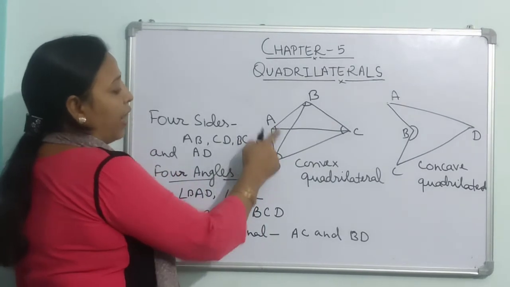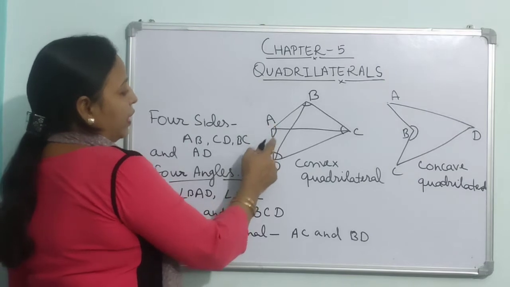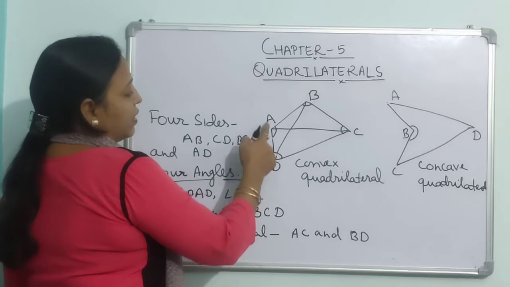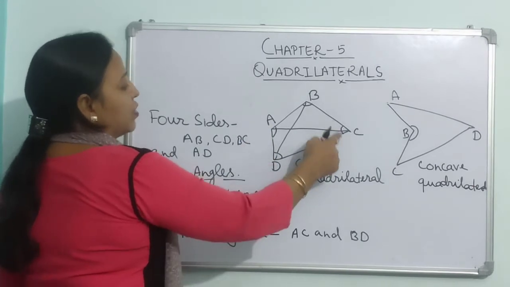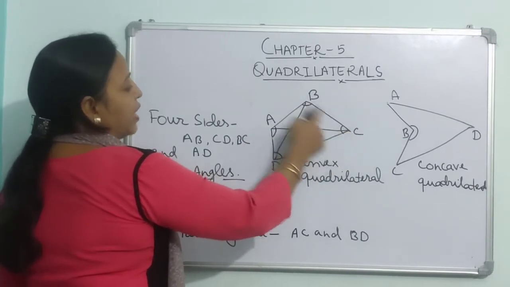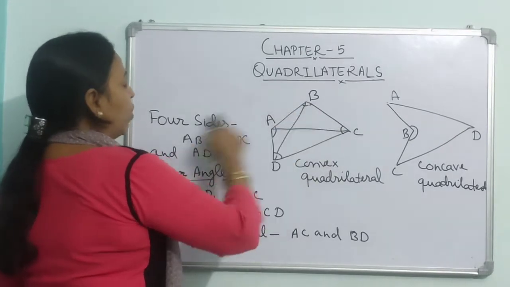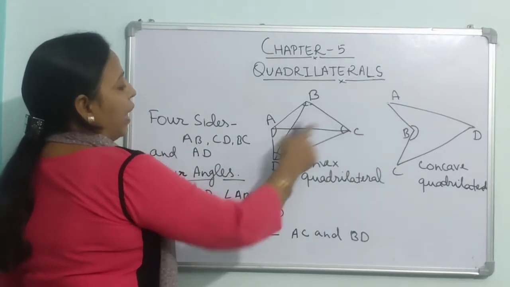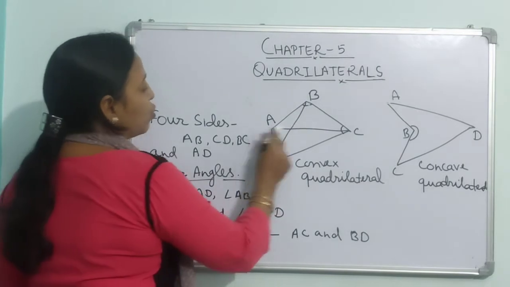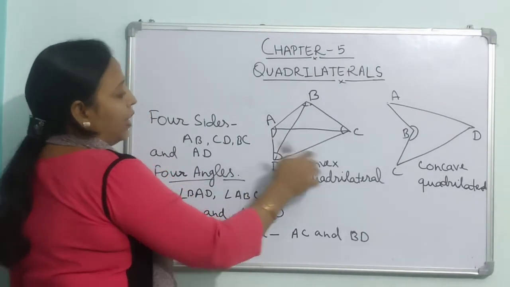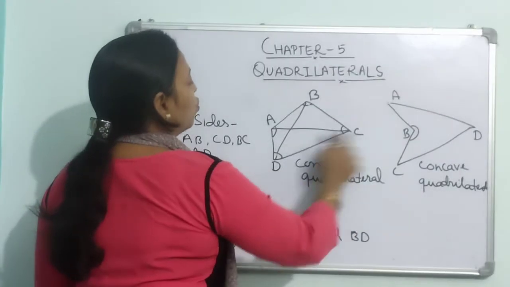Quadrilateral has four angles. This one here you can name it BAD. Here this one, this is ADC. This angle can be written as BCD, and this angle ABC. So a quadrilateral has four angles and it has two diagonals. So this one is the quadrilateral, and what is the difference between these two quadrilaterals?